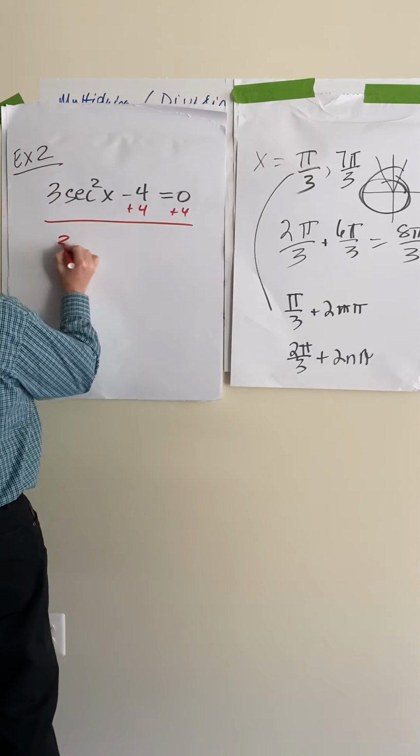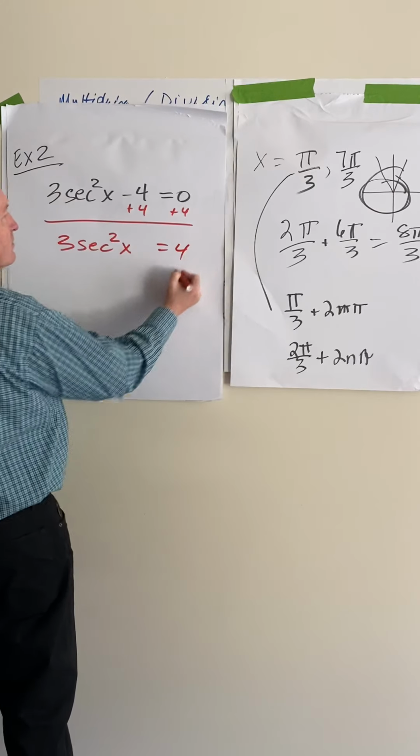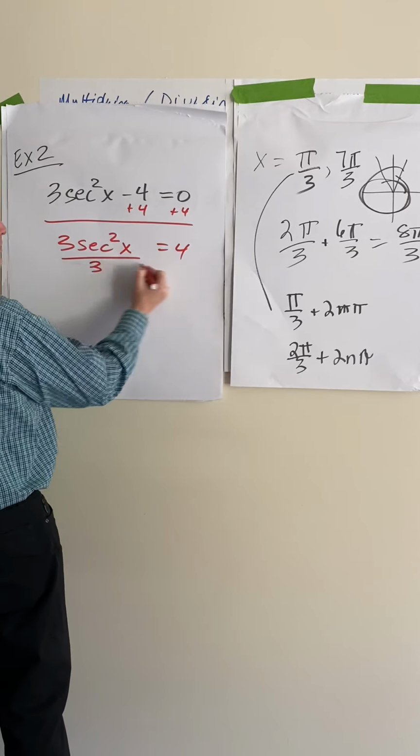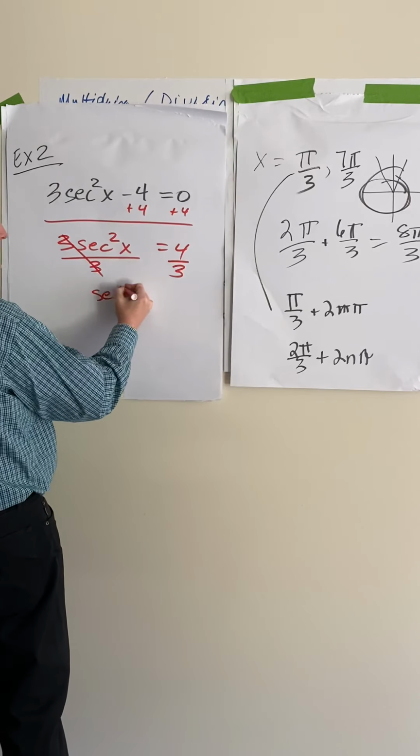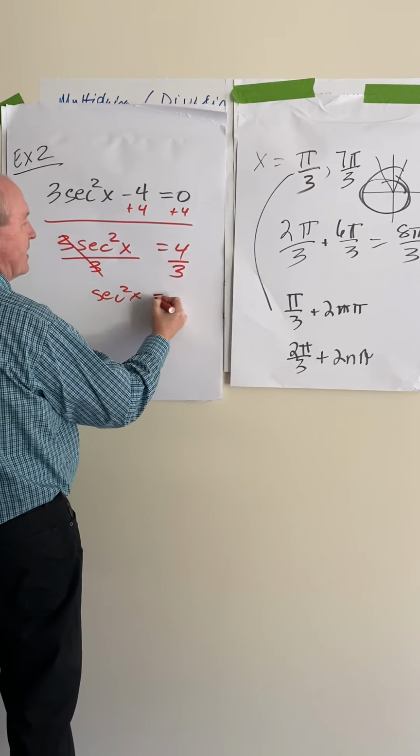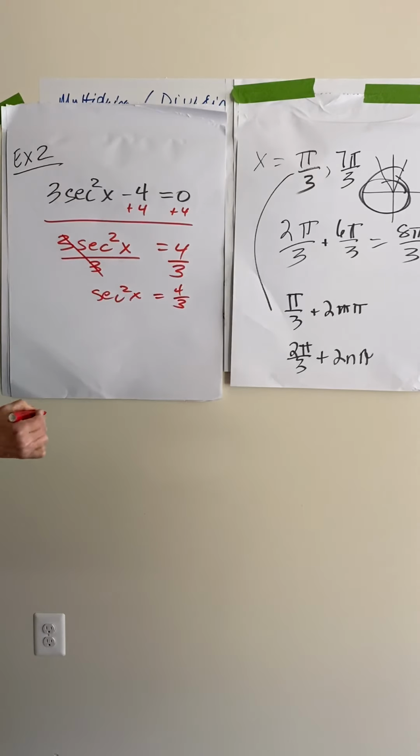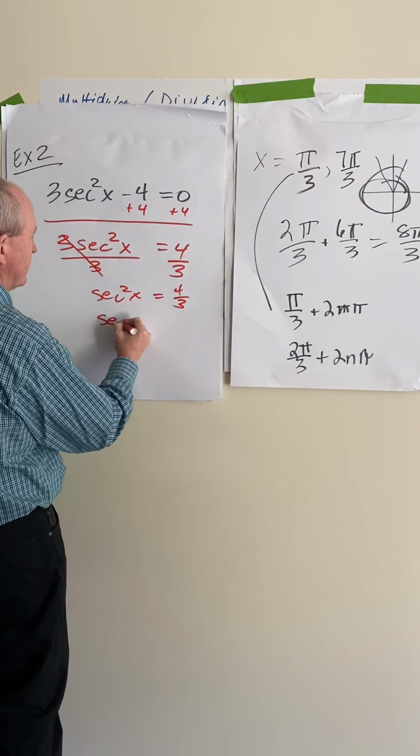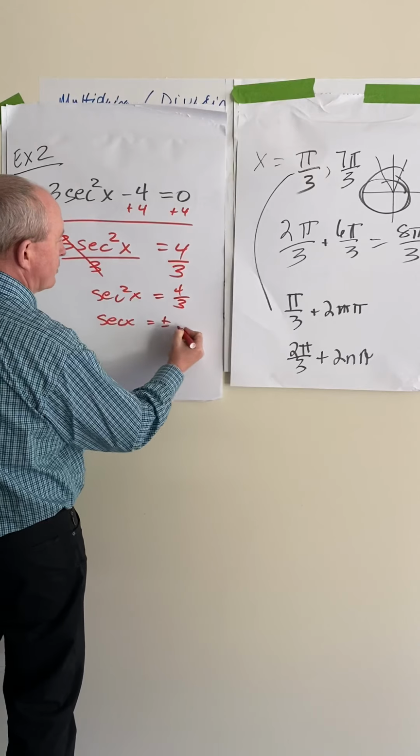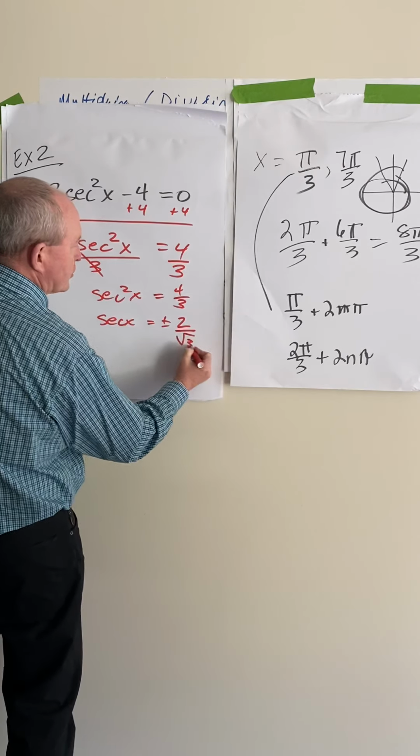And we get 3 secant squared x equals 4. Then we're going to divide both sides by 3, and we get secant squared x equals 4/3. Yeah, we can probably keep going. So let's take the square root of both sides. Secant of x equals plus or minus 2 over the square root of 3.